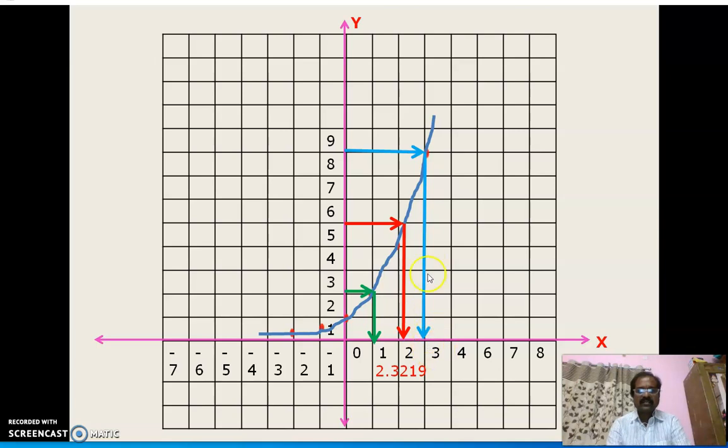2 to the power of 3 is equal to 8. Log 8 to the base 2 is equal to 3. 2 to the power of 2.3219 is equal to 5, and log 5 to the base 2 is equal to 2.3219. And 2 to the power of 1 is equal to 2, and log 2 base 2 is equal to 1. This is the interrelation between logarithms and exponents.